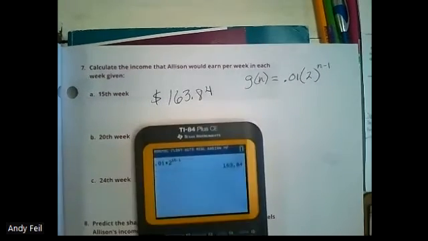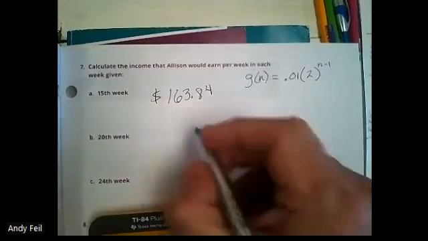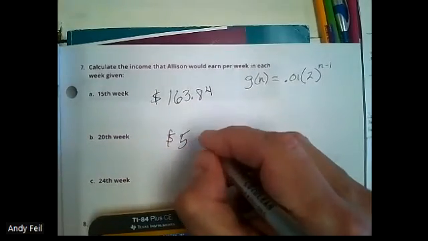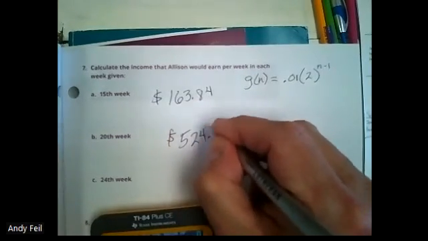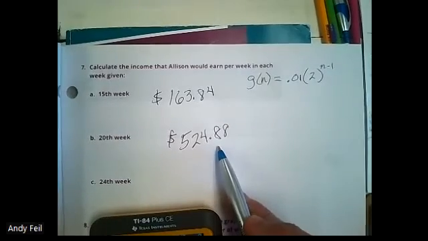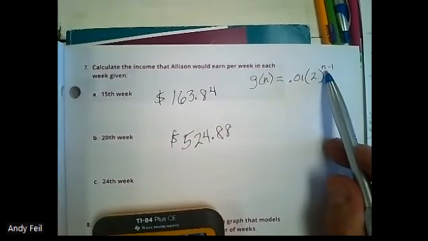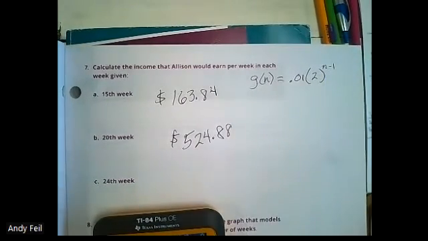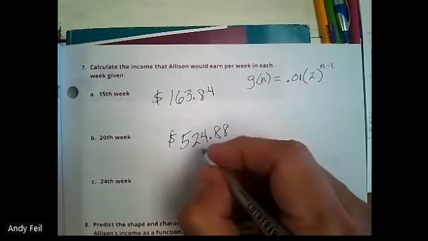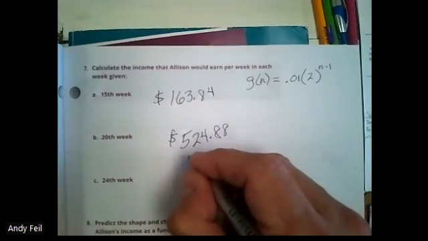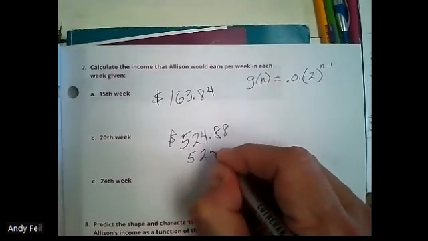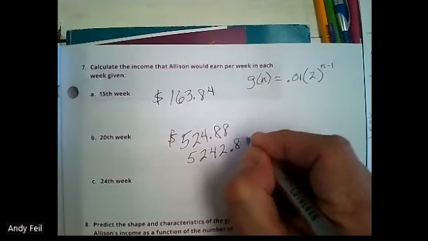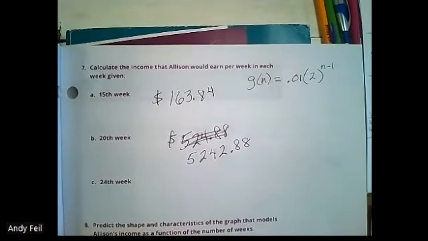What about the 20th week? How much? 5,242. Aha. Anybody having trouble on how to get this? Basically, you're putting a 20 in right there, right? You're raising it to 19th power. 5,000. Oh, 5,000. Does a decimal point make a difference when it comes to money? It really does. Yeah, decimal points make all the difference. Thank you for correcting me.